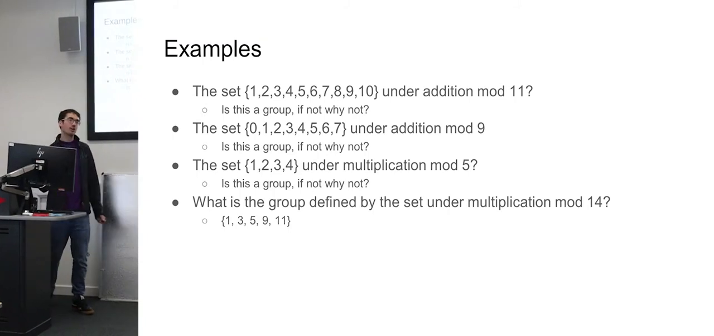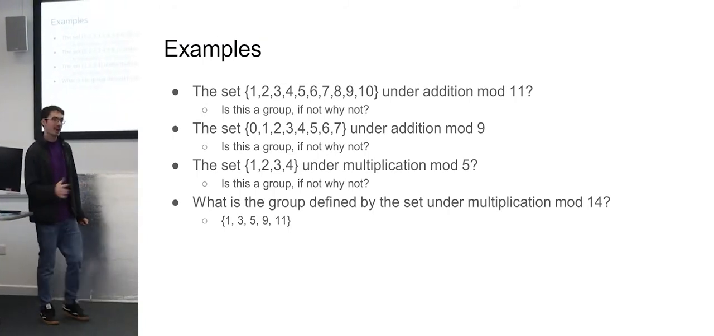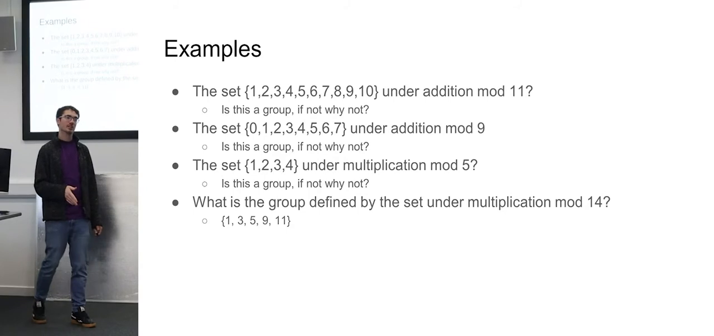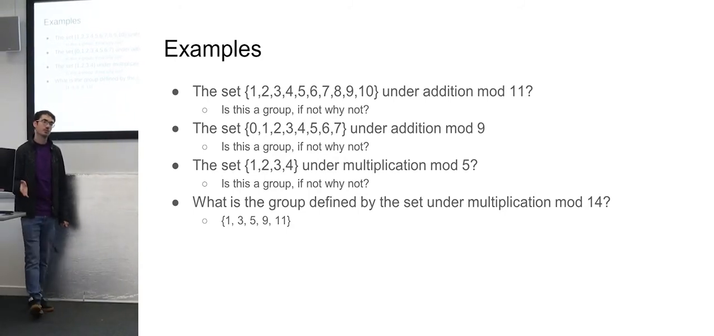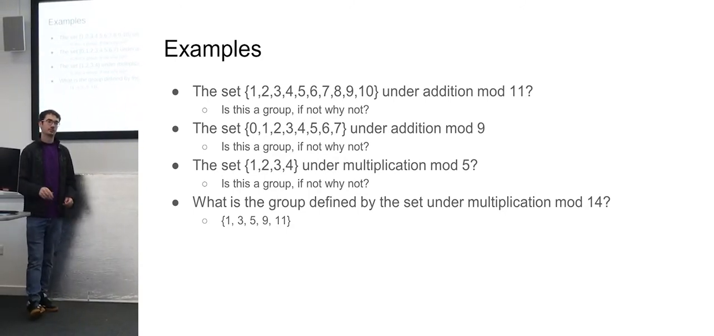And so the point is, all the other numbers, while they were in the set, they don't have inverses, so they're not in the group defined by this set. Makes sense? Roughly.